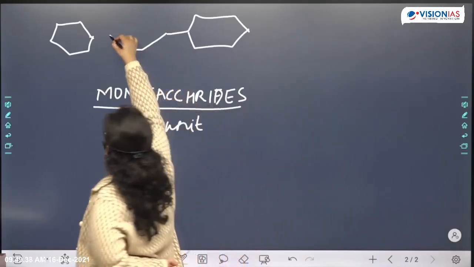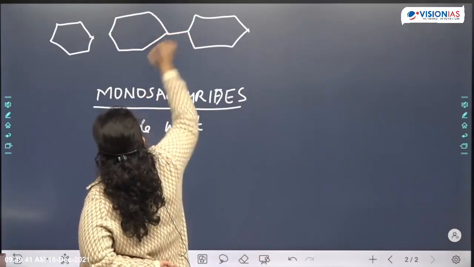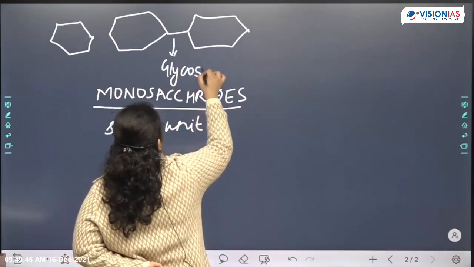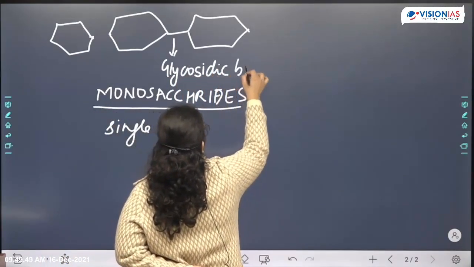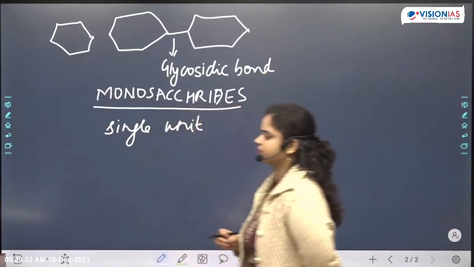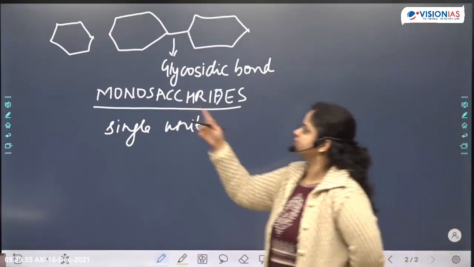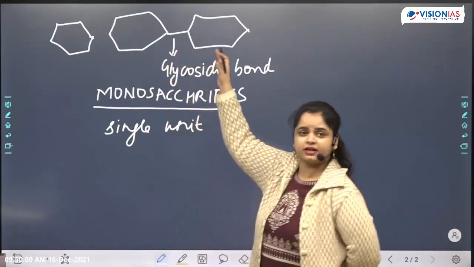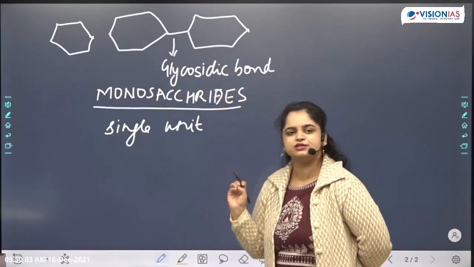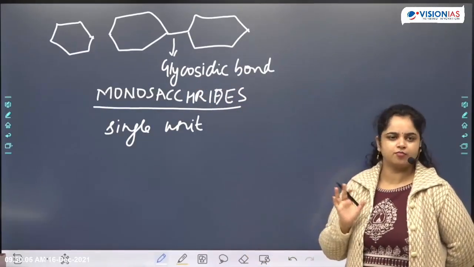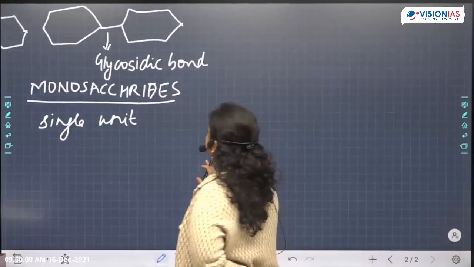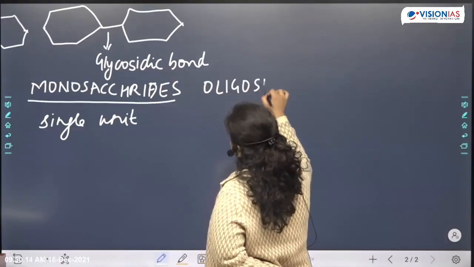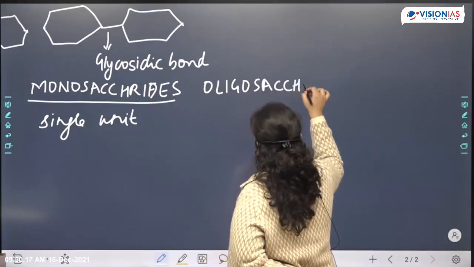When these join, there is a bond which is formed. It is called glycosidic bond. Both of these individually we can call monosaccharides when they have not joined. But if they join, there is a bond which is formed. It is called the glycosidic bond. And the joined carbohydrates are called oligosaccharides.